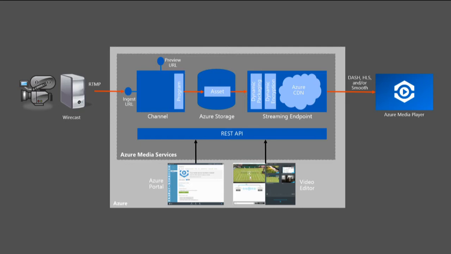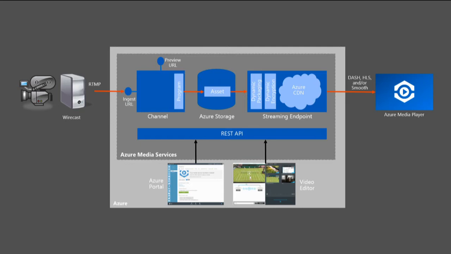So obviously on the far left-hand side, the first thing I'm going to need is some sort of camera. In my case, I'm going to use the webcam on my PC over here, and I'm going to need an encoder of some kind that can take the video from that camera and encode it into a format that I can use to ingest into the cloud.